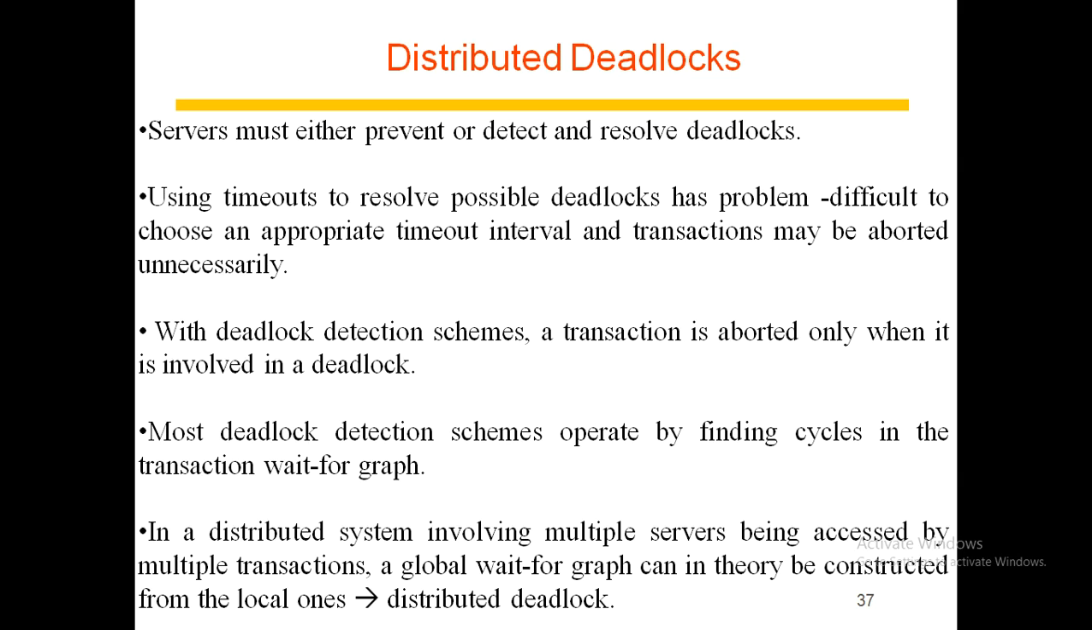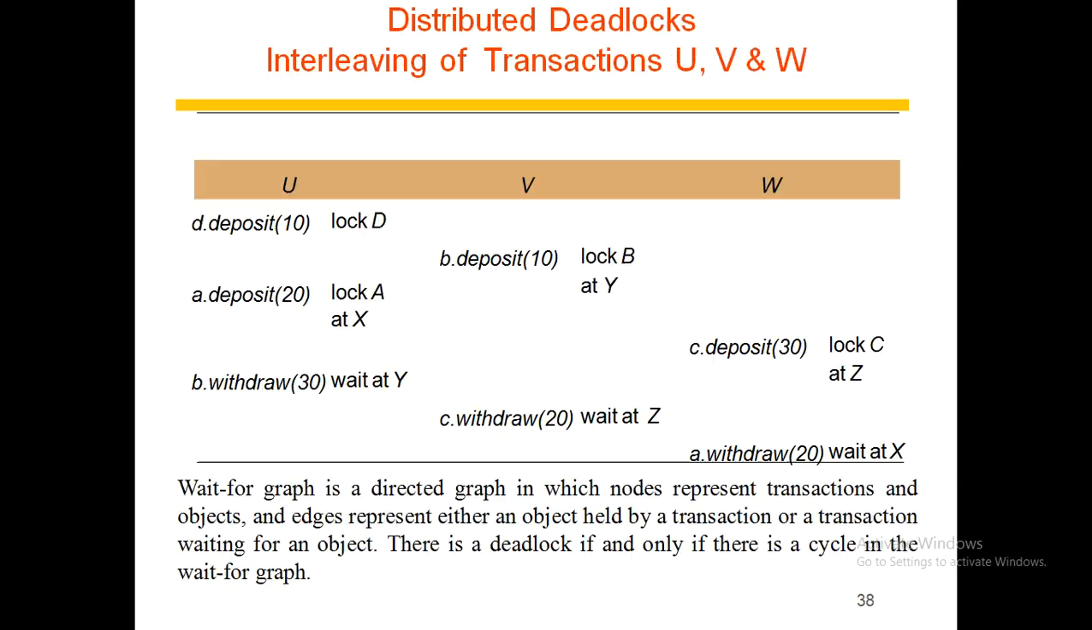With a deadlock detection scheme, a transaction is aborted only when it is involved in a deadlock. Most deadlock detection schemes operate by finding a cycle in a transaction wait-for graph. In a distributed system involving multiple servers being accessed by multiple transactions, a global wait-for graph can in theory be constructed from the local ones. There can be a cycle in the global wait-for graph that is not in any single local one. That is, there can be a distributed deadlock.